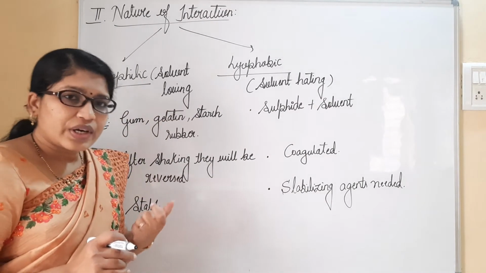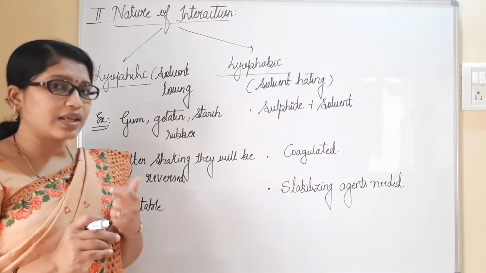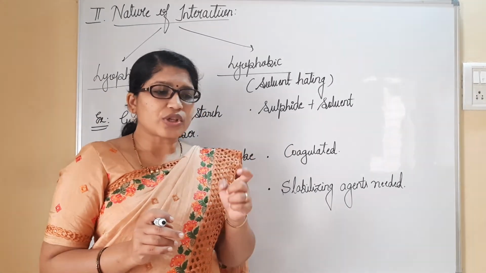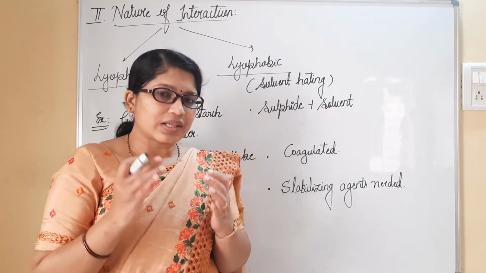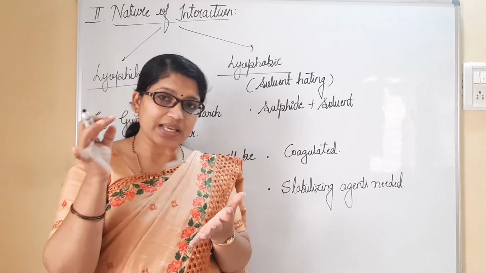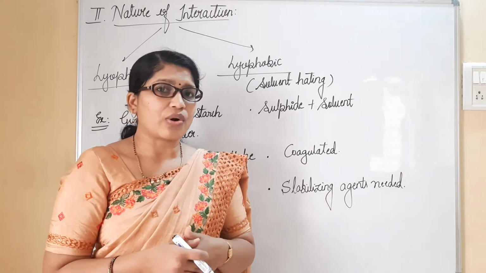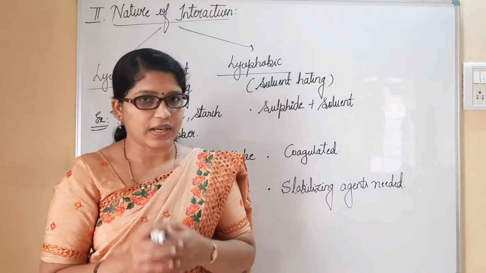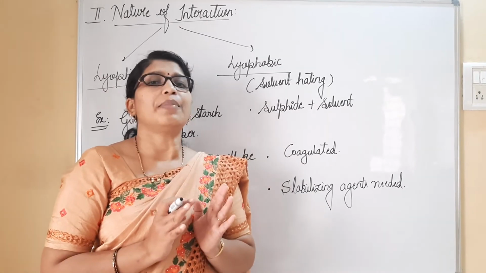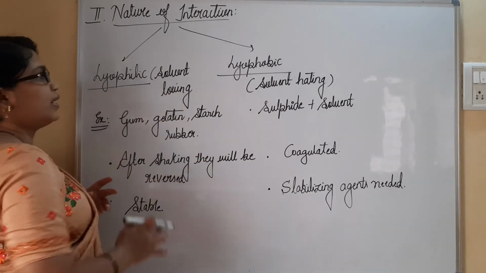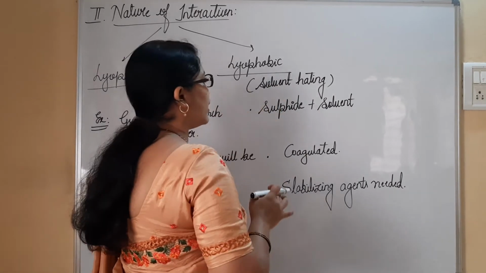So if the solvent you consider is water, then it is called as hydrophilic. Okay, if the solvent you consider is alcohol, the substances which are very easily dissolved in alcohol, then they are called as alcophilic. Fine, this is the example I have given you. Now I have two types, lyophilic colloids and lyophobic colloids.